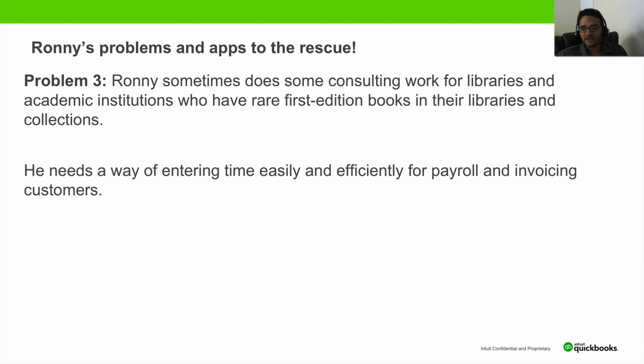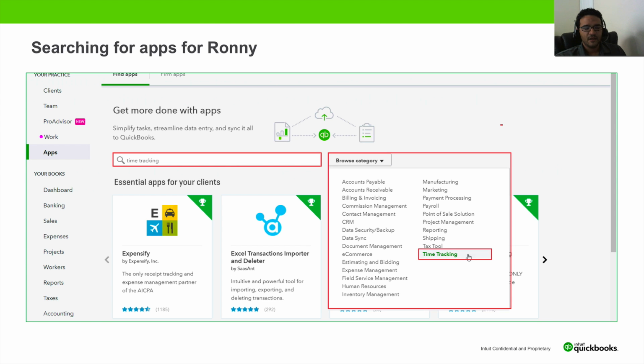Let's talk about the third possible use case. So Ronnie does consulting work from some libraries, and he needs a way to keep track of that work they're doing easily and efficiently. So then maybe they want to use a mobile app to keep track of the time while they're away from the office, to automate payroll and invoicing that billable time to their customers. So they would go to Apps, Browse Category, and click on Time Tracking. They will probably run into an app called TSheets, which is one of the most common ones.